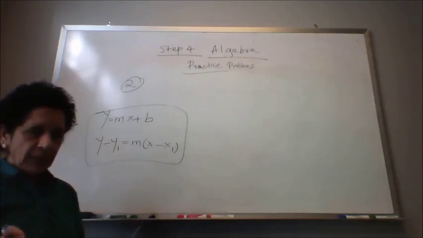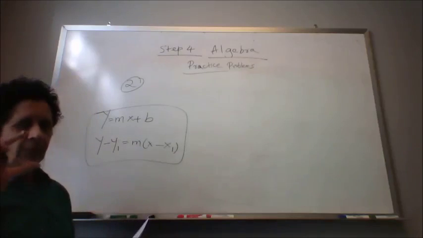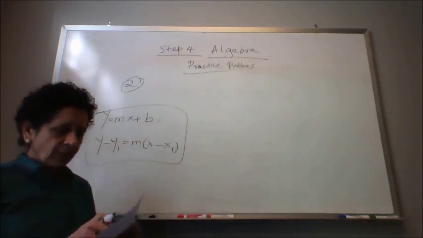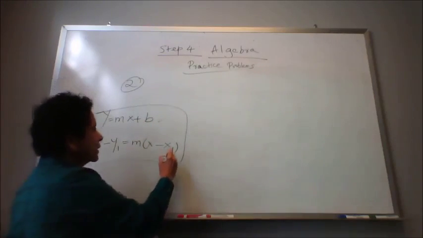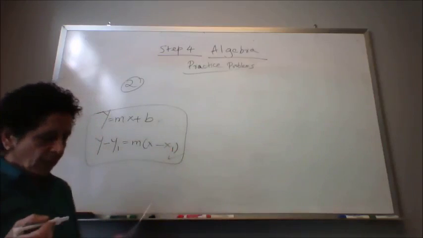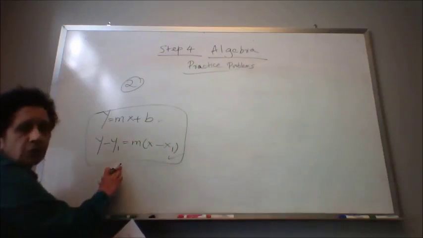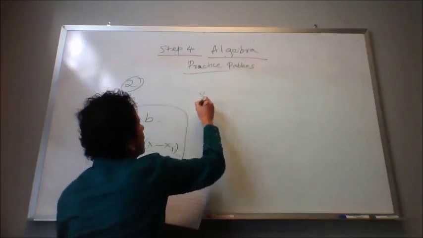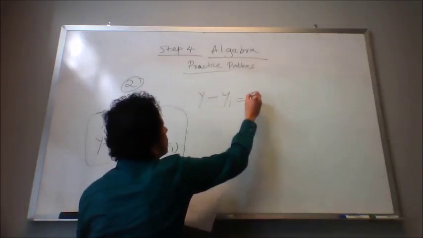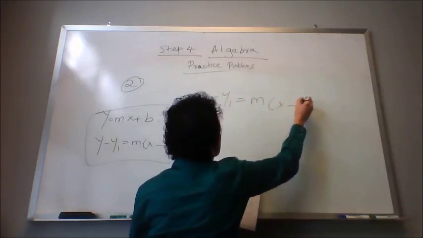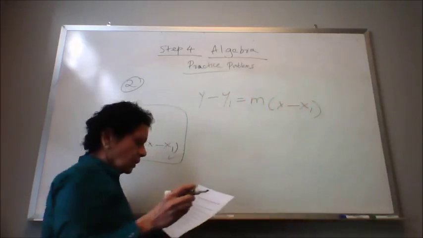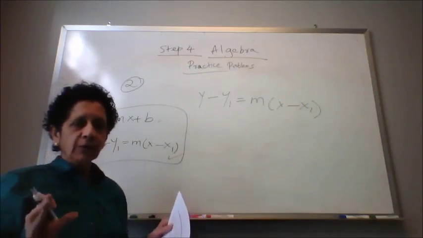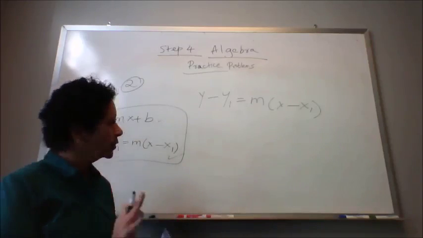So you always need to look at the problem. If they have given slope and intercept, then you need to use the standard form. If they give you a slope and a point, then you need to use this form, okay? So in this case, we have to use this form because it's point and slope. So the equation is y minus y1 equals m times x minus x1. In this case, slope is minus 3, so all you have to do is just plug in. That's all you need to do.